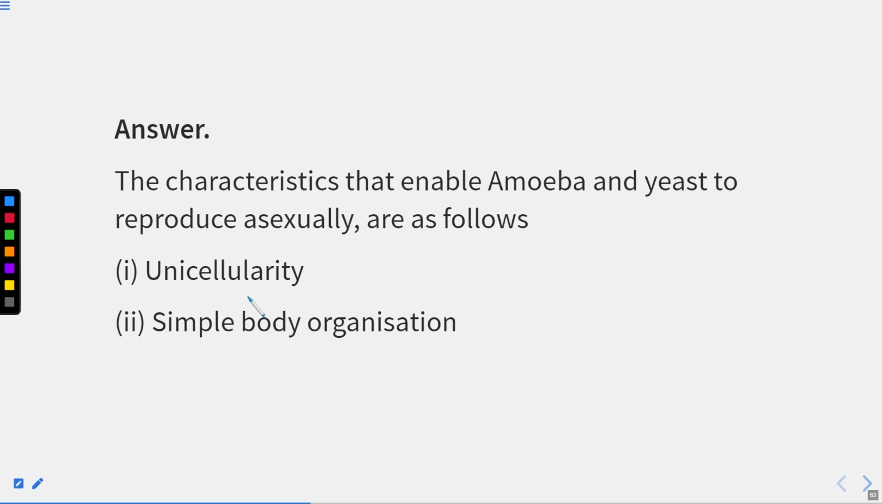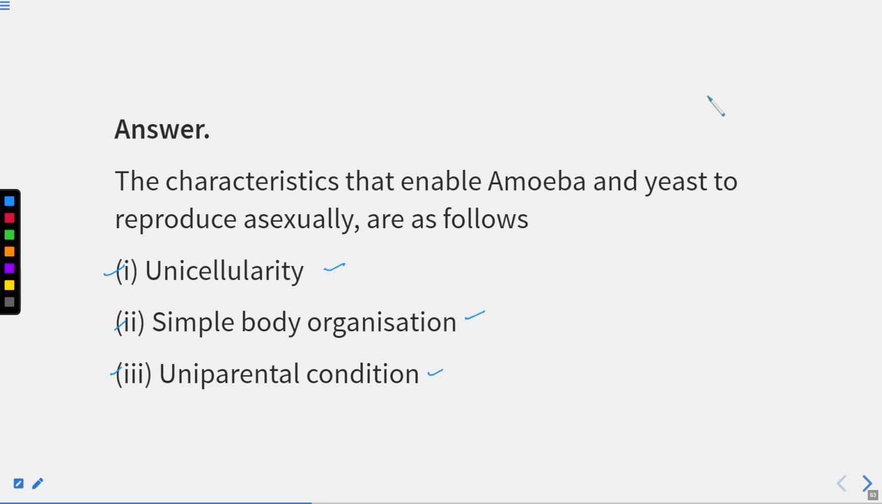Now, what is the next point? They have simple body organization. Their body is very simple, it is not complex. The body of the higher organism is complex, but the body of the primitive unicellular organism is very simple. Now the third point, uniparental condition. In asexual reproduction, only one parent is involved. So these are the features or characteristics of amoeba and yeast. Because of these features, they can reproduce by the asexual method.